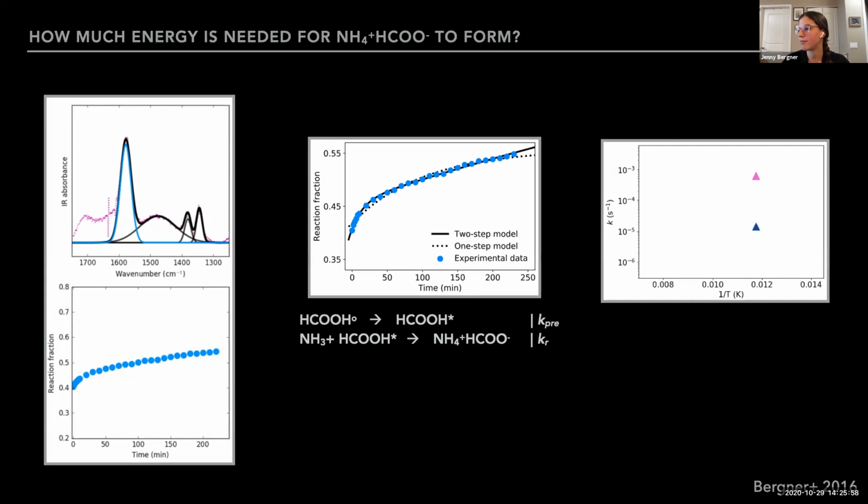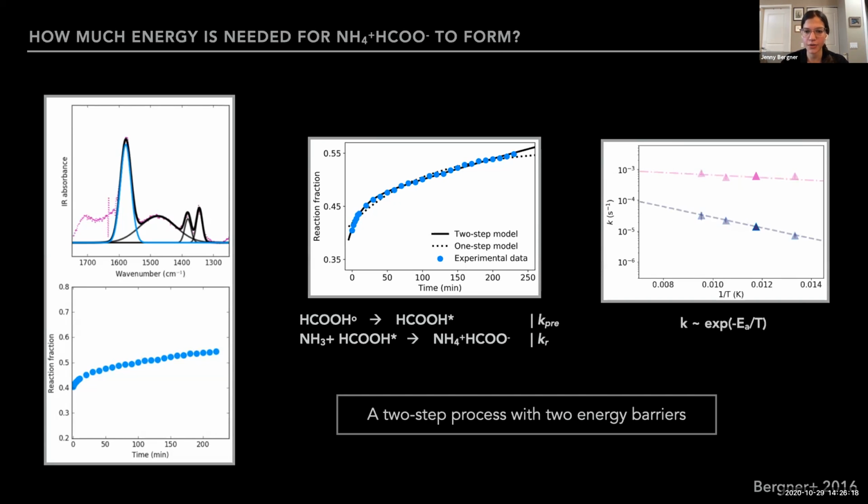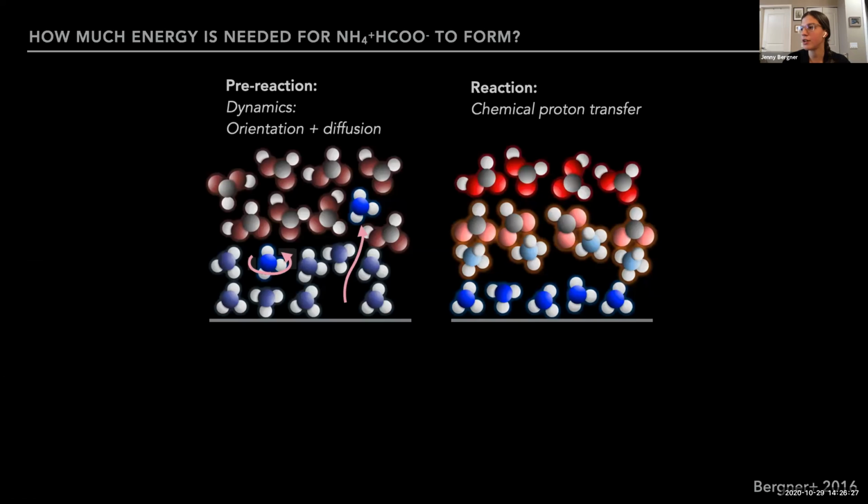And so for each growth curve, we then get out two different reaction rate constants from these two different steps of the process. When we run this experiment at multiple different temperatures, we can basically constrain the reaction energy barrier by seeing how the rate constant depends on the temperature. So in this case, we see that this is a two-step process that has these two different energy barriers. And what we think these correspond to are a pre-reaction step that describes the dynamics of the ice, so a molecule reorienting or diffusing in order to react. And then there's an actual reaction step, which is the chemical barrier to proton transfer.